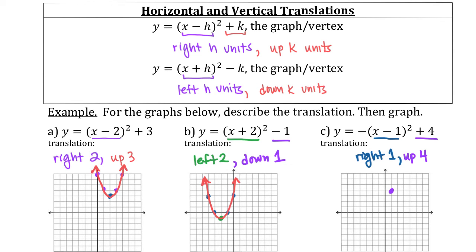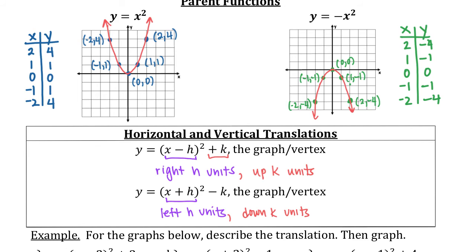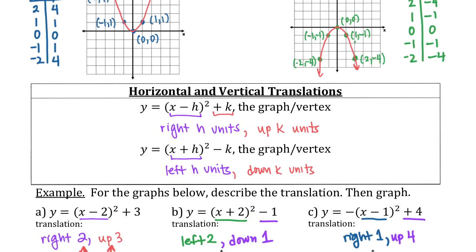Okay, now from there, I want to draw a picture of my parent function. It's going to be the same as the normal parabola, except it's going to open down. So it's going to be like this guy here because it's negative. It still goes 1, 1, still goes 2, 4, except it's going to go down instead of up.